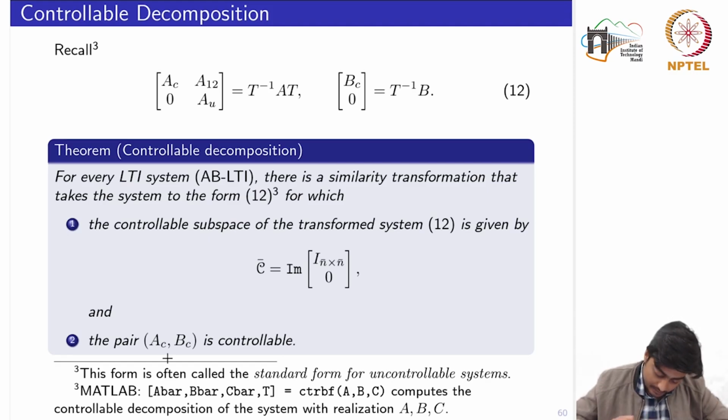Okay, so in MATLAB you can also obtain this decomposition by using the CTRBF command, which computes the controllable decomposition of the system with realization A, B, C. So A bar, B bar, C bar would be of this form, and it would also give you the T matrix, which we have computed by a combination of V and U matrices.